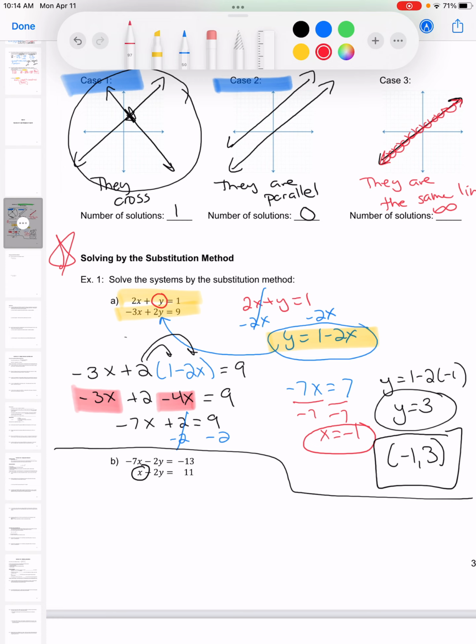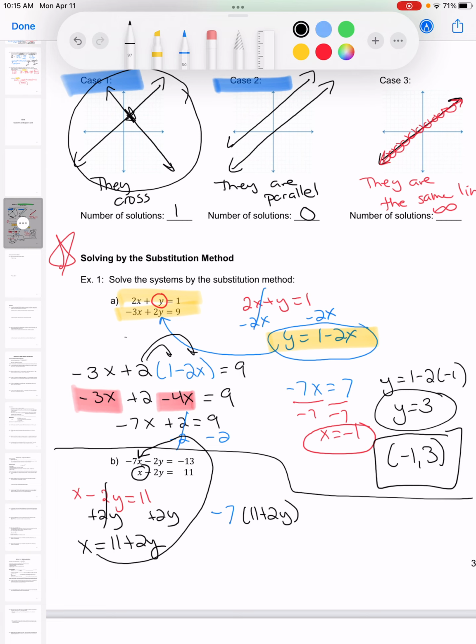All right. Coming back from that pause, I'm going to solve this equation, trying to get x by itself just because that seemed easiest to me. And then I do have to use the other equation. Everywhere I see x, I'm going to put in 11 plus 2y. So I'm going to keep the negative 7, then I'm going to put 11 plus 2y in for x. Then I'm going to keep the negative 2y equals negative 13. And I'm going to solve for y.